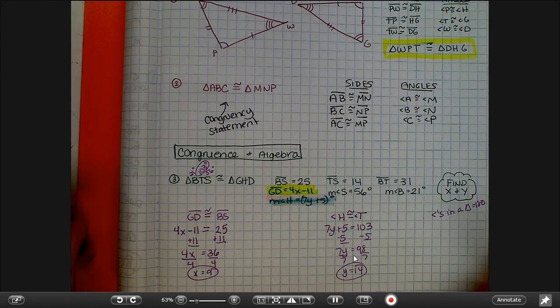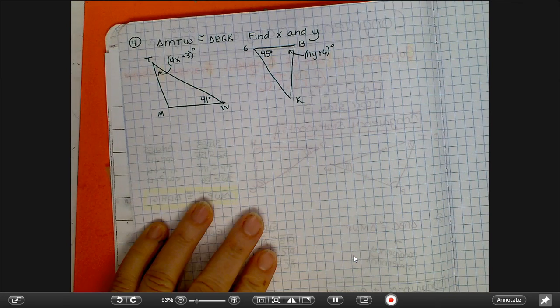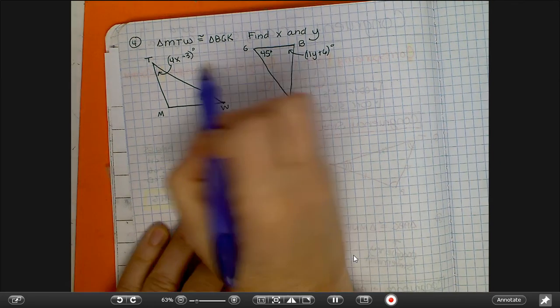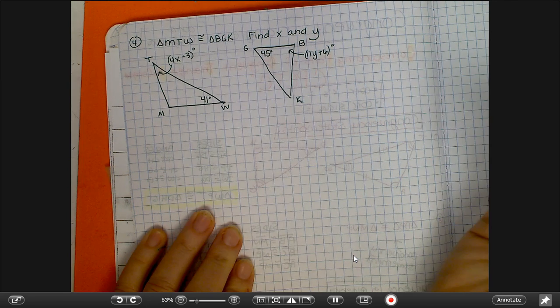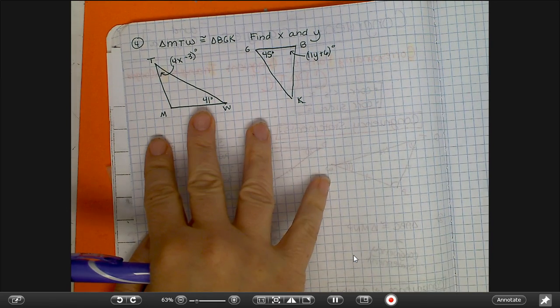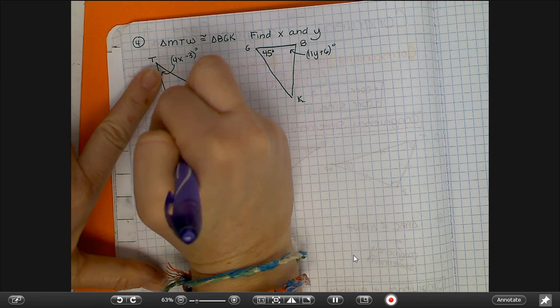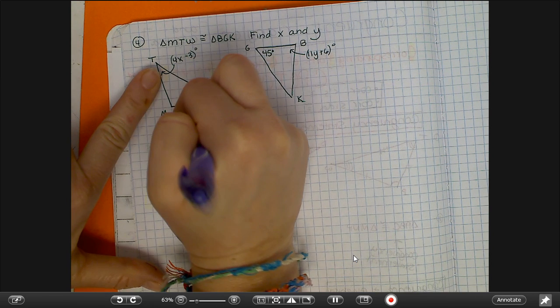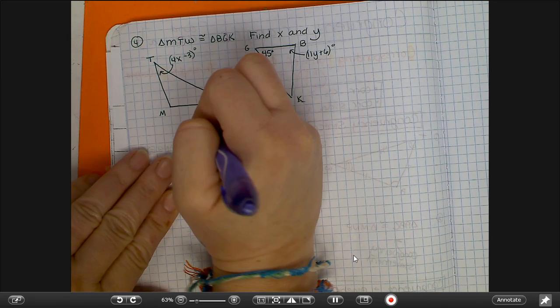All right, let's do one more that has some algebra in it. All right, this one actually is labeled, so that's nice. The measure of angle or triangle MTW is congruent to triangle BGK. We want X and Y again. This is a problem only about angles, so that's going to be helpful. And let's see what we got. X is in angle T. So angle T is congruent to angle G, and that's 45.